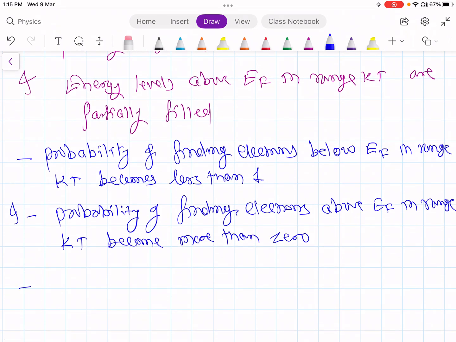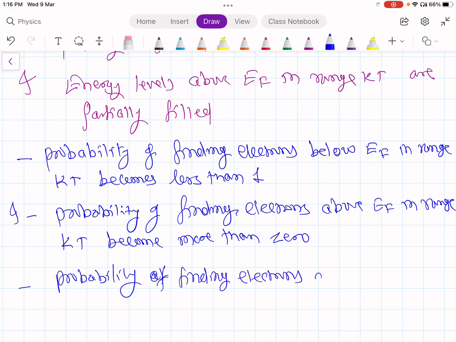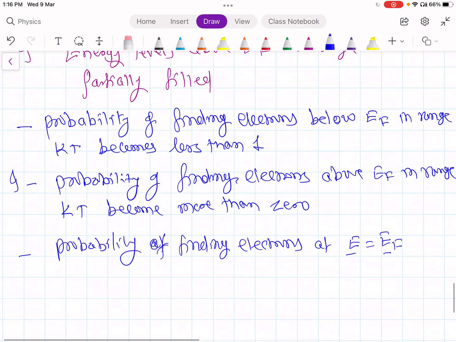Then what would be the probability at E equals EF? Or let me write, probability of finding electrons at E equals EF. When the temperature was 0, the probability of finding electrons at E equals EF was indeterminate. It can have any value between 0 to 1. Now we are studying what if the temperature is more than 0 Kelvin. Then what would be the probability of finding electrons at E equals EF? Let us find that. It means that E minus EF is 0.